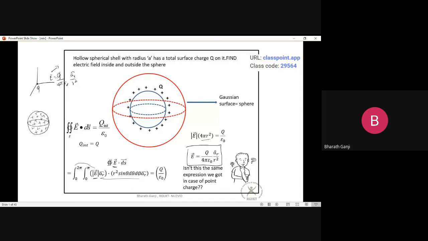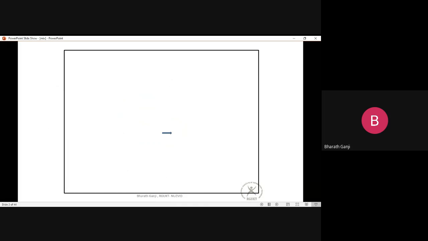If you put it in a way such that it has a spherical symmetry, the expression of electric field is always the same, right? In fact, for a point charge you also have spherical symmetry that continues in this case and in this case also. That is why you see the same result for your electric field outside the hollow spherical shell.